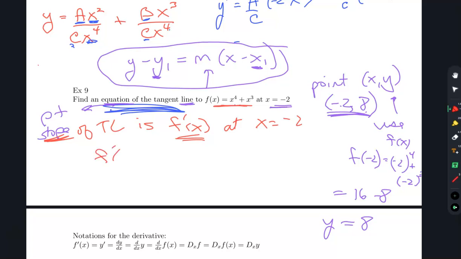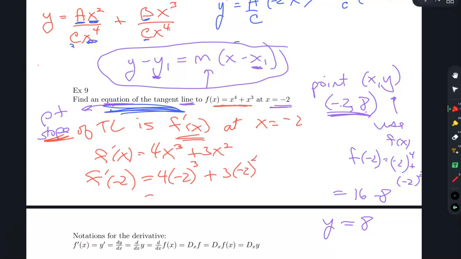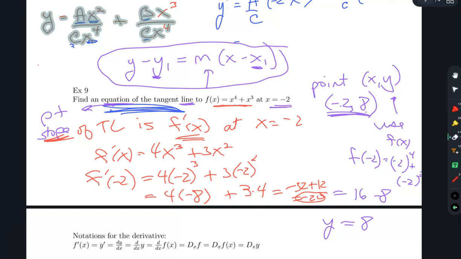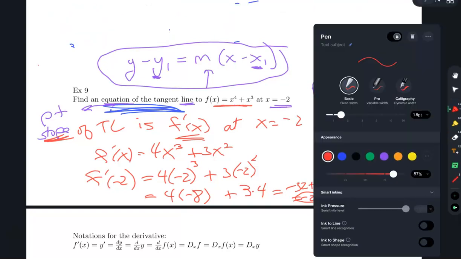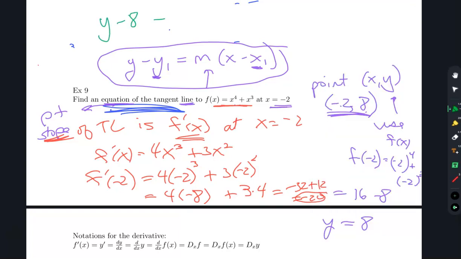So taking the derivative of this, using the power rule, 4x cubed plus 3x squared. Next, I plug in negative 2. So I get 4 negative 2 cubed plus 3 times negative 2 squared. So this gives us 4 times negative 8 plus 3 times 4. So I get a negative 32 plus a 12. So that's negative 20. Okay, so that's the slope. So let me write it above here, putting everything together into this equation of a line. Okay, so I'd have y minus 8 equals negative 20 times x plus 2, using that xy point and then this slope.